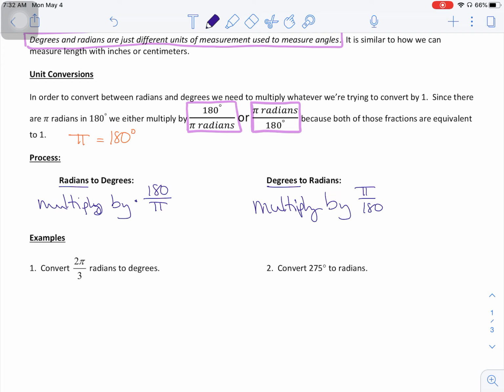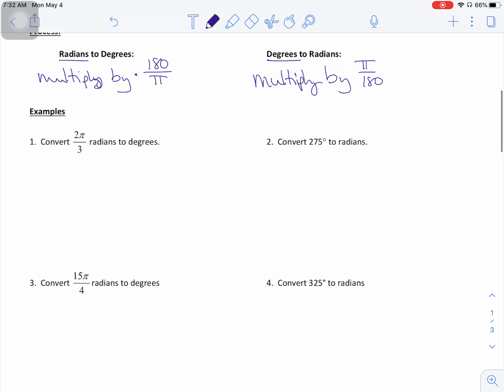Now, this is not a place to use the pi button on your calculator. This is not the time to say that pi is approximately equal to 3.14. Do not do that. Okay? Don't. So, let's go into a couple of examples here.